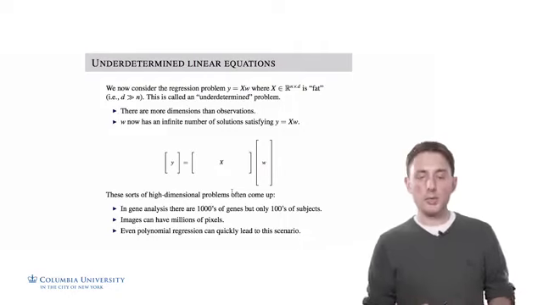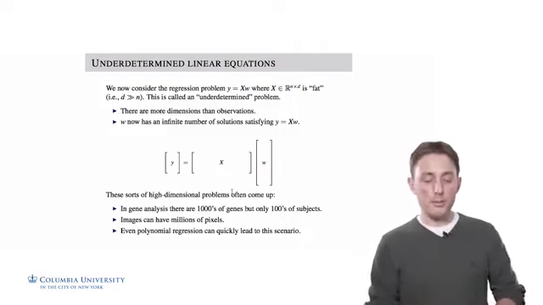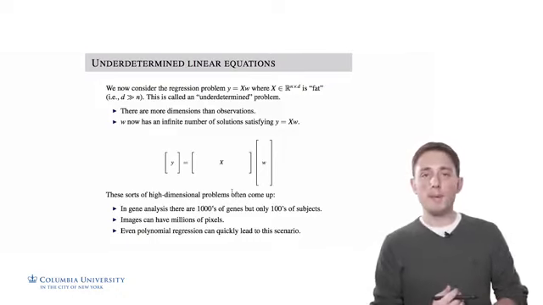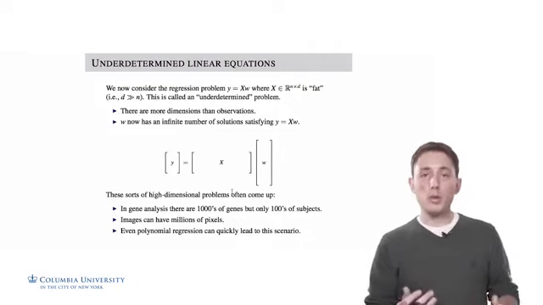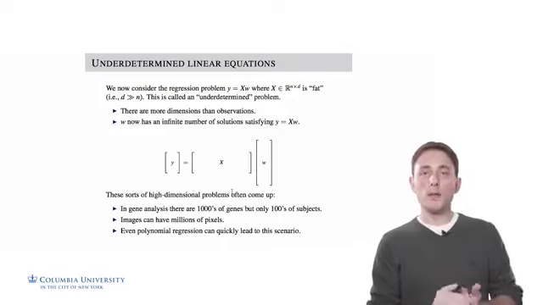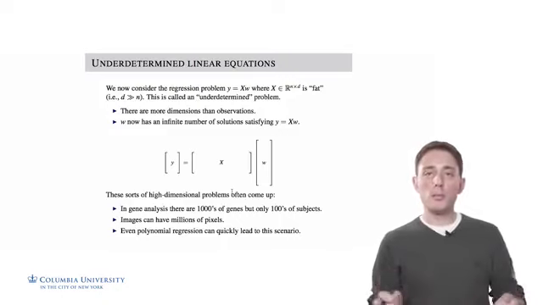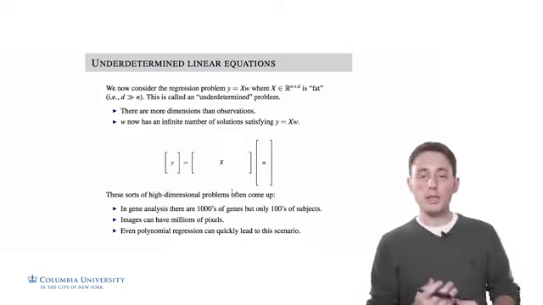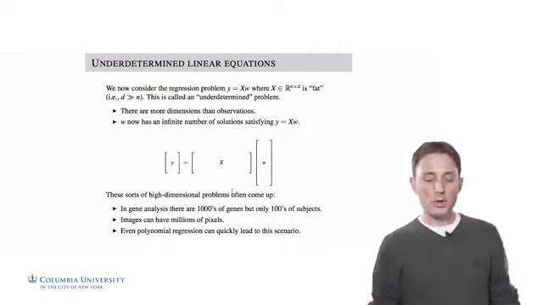So these sorts of high-dimensional problems often come up in machine learning. For example, in gene analysis problems, there are often thousands of genes, but only hundreds of subjects. Images can have millions of pixels, but we might not have that many images. Even polynomial regression, which we've discussed previously, where the original dimensionality of the problem might be small, but we turn that into a polynomial function to increase its dimensionality, can quickly lead to this type of scenario. So let's look at how we can do linear regression in this sort of situation.